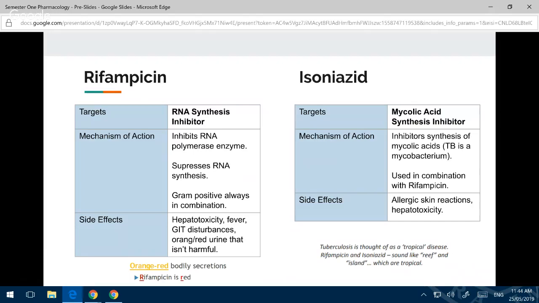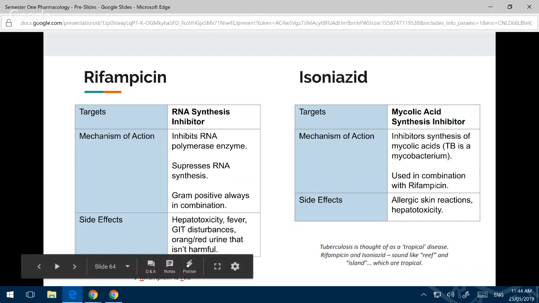Isoniazid, it's a mycolic acid synthesis inhibitor, and inhibits the synthesis of mycolic acids, of which TB is one. It's used in combination with rifampicin and can cause allergic skin reactions and be hepatotoxic.